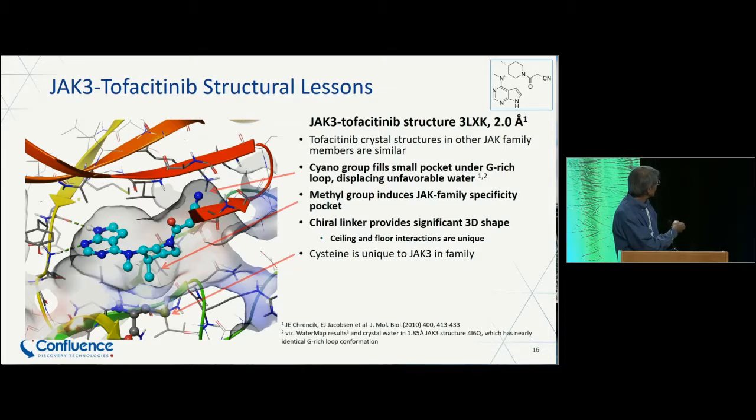And finally, and I'll get to this in a minute, JAK3 has a cysteine at this location in the kinase. It's kind of a unique position, and all the other JAKs don't have that cysteine. And that's a selectivity element that I'm going to talk a little bit about as far as JAK3 selectivity when we get to that slide.